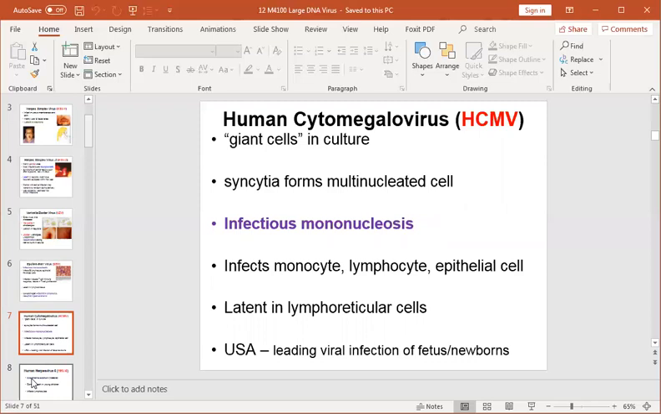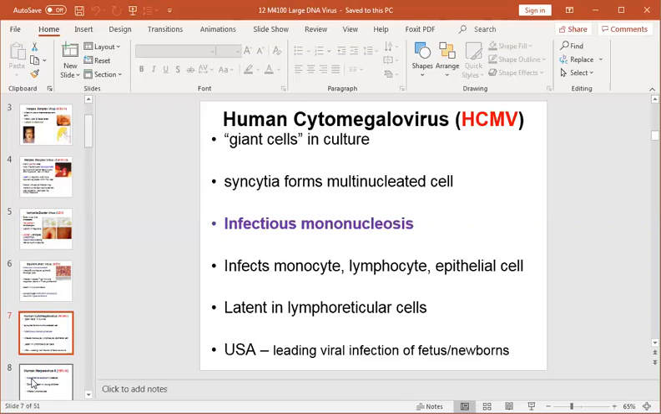Human cytomegalovirus is also a causative agent of infectious mononucleosis. It can infect monocytes, lymphocytes, and epithelial cells. So you can easily imagine that a patient who is infected with HCMV is immunocompromised. The virus remains latent in the lymphoreticular cells. And in the United States, cytomegalovirus is a leading viral infection of fetuses and newborns.